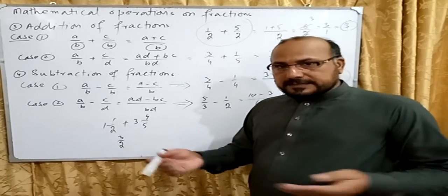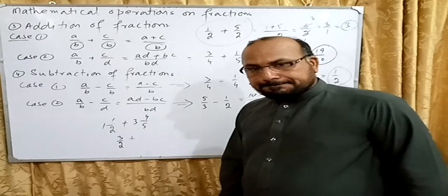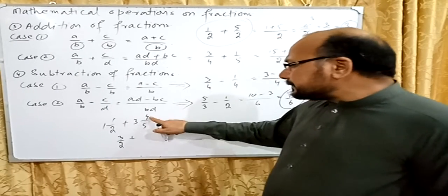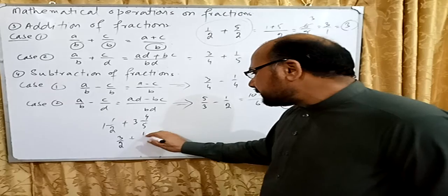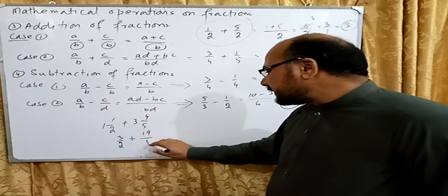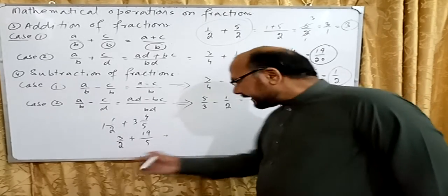First you will convert the mixed number into fraction form. Then 5 multiplied by 3 is 15, 15 plus 4 becomes 19, and divided by 5. Now take the LCM. We have different denominators.